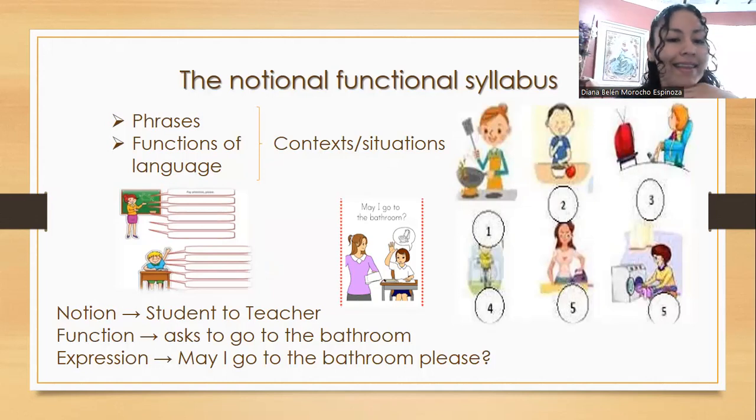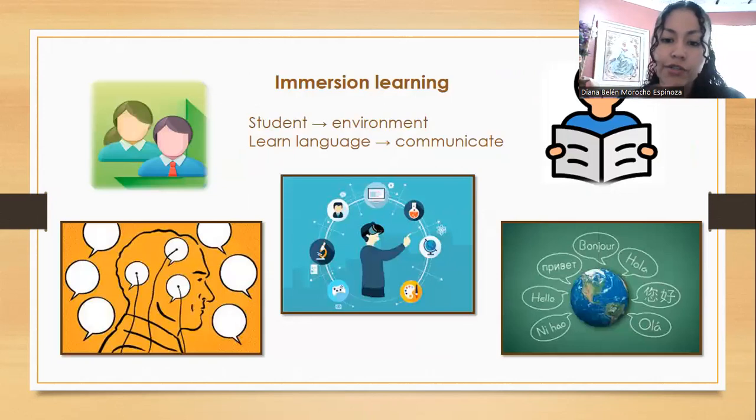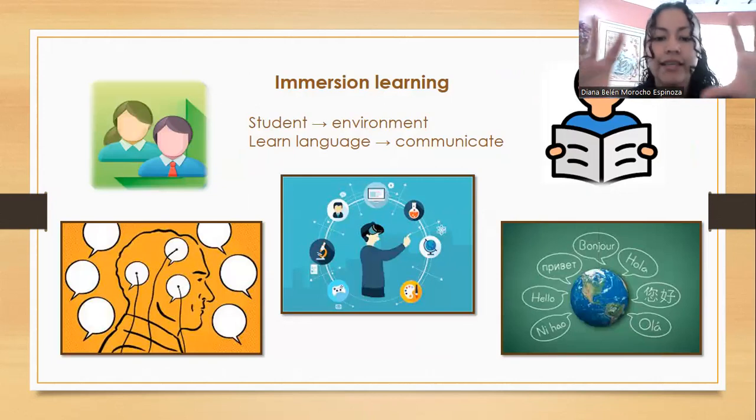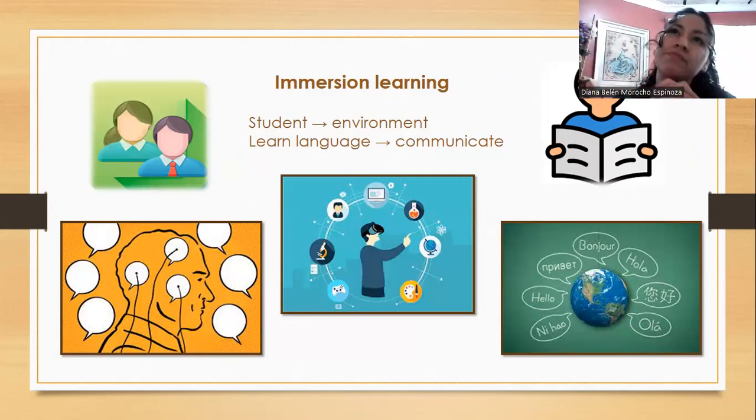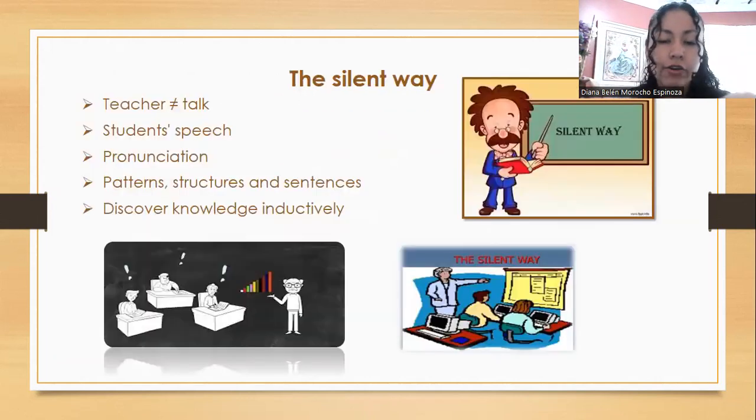So the next one is immersion learning. In this method, the student is put directly into an environment, in this case, an English-speaking environment. These environments force, or rather encourage, the student to find a way to learn the language in order to communicate and express themselves. The other one is the silent way, as expected due to its name.